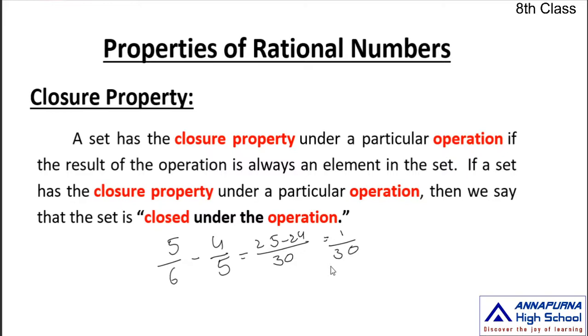When you take any two rational numbers and you subtract one rational number from another rational number, you get a rational number or not. Yeah, it is true for all cases. That means the collection of rational numbers is closed under subtraction.